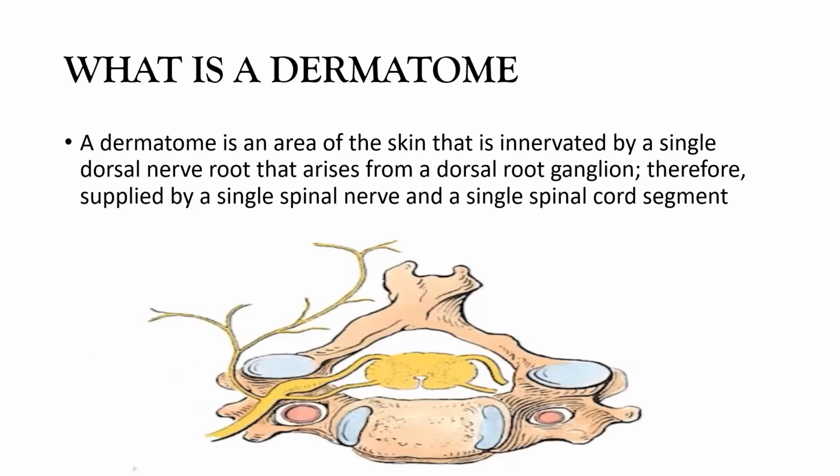So now, what is a dermatome? I want us to focus on this picture here. This is the spinal cord. This is the dorsal rootlet. This is the ventral rootlet. Now, this dorsal and ventral rootlet will come together to form the spinal nerve.